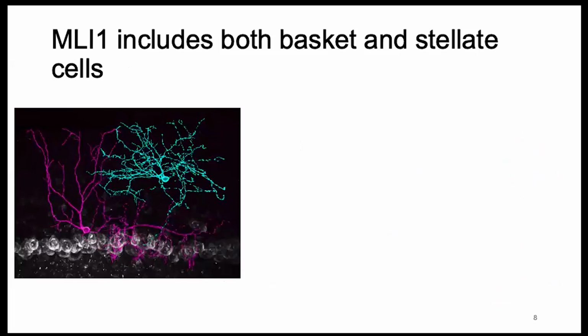And so this slide is to show you that basket cells and stellate cells are not separated by MLI1 and 2, but in fact, they're all included within MLI1. And so here at the bottom are basket cells synapsing onto the cell bodies of Purkinje cells, and at the top are stellate cells that synapse onto the dendrites of Purkinje cells.